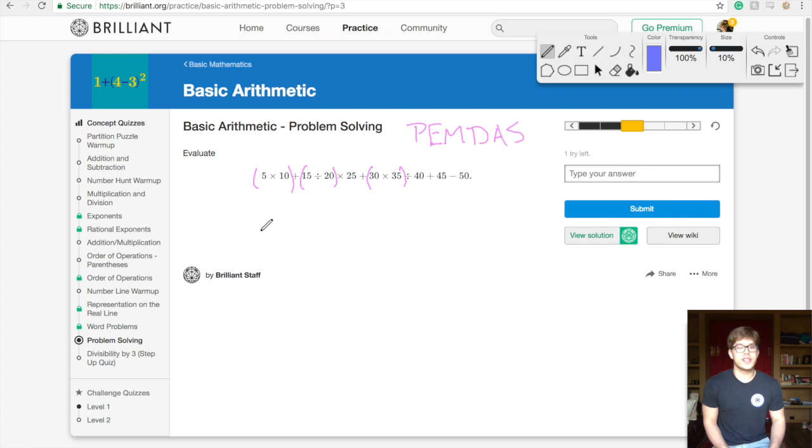So 5 times 10 is 50. And then we're going to have plus 15 divided by 20. Well, that's not a nice round number now, is it? 15 divided by 20. Let's go over here. We have 15 divided by 20. This is going to be a decimal. 20 goes into 15 0 times. This might actually be easier to, let's leave this as a fraction.